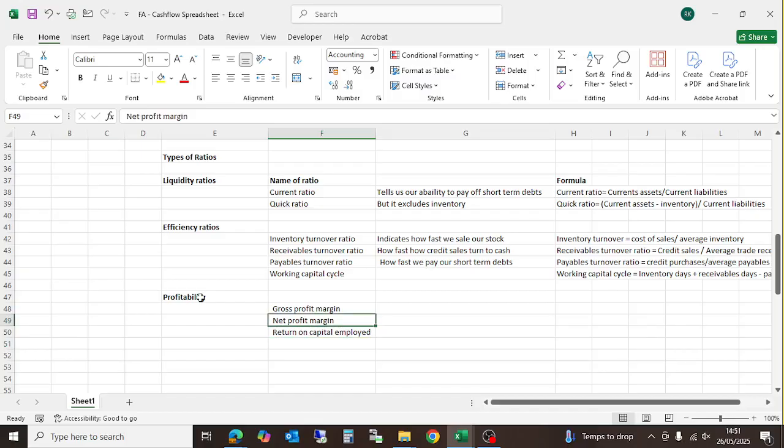So let's start with the gross profit margin. The gross profit margin is basically a comparison of our sales and gross profit. We're basically trying to find out, I want to find the perfect explanation for this one.